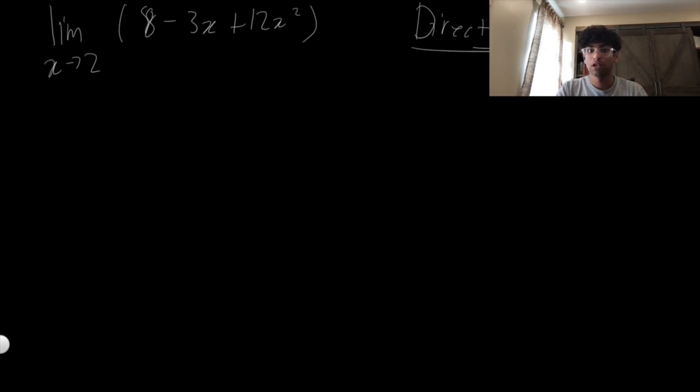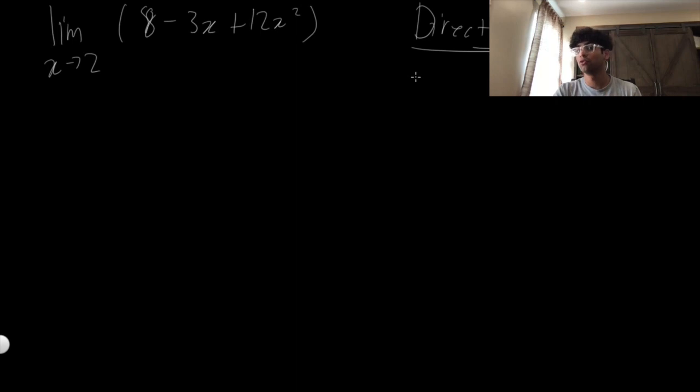Now, frankly, this is going to be your easiest method by far. And because of that, you want to attempt this method first. Whenever you see a limit question, you want to attempt direct substitution first. If direct substitution happens to fail, like you get an indeterminate form 0 over 0, or you somehow get infinities in your numerator or denominator, then you can't use direct substitution. Then you're going to have to move on to some other methods.